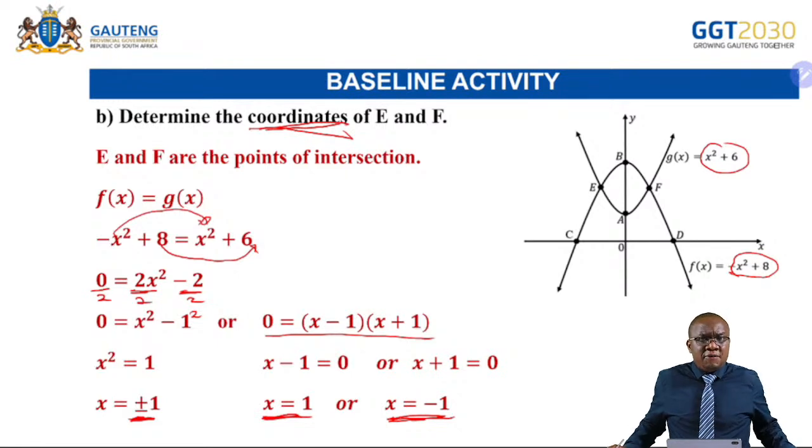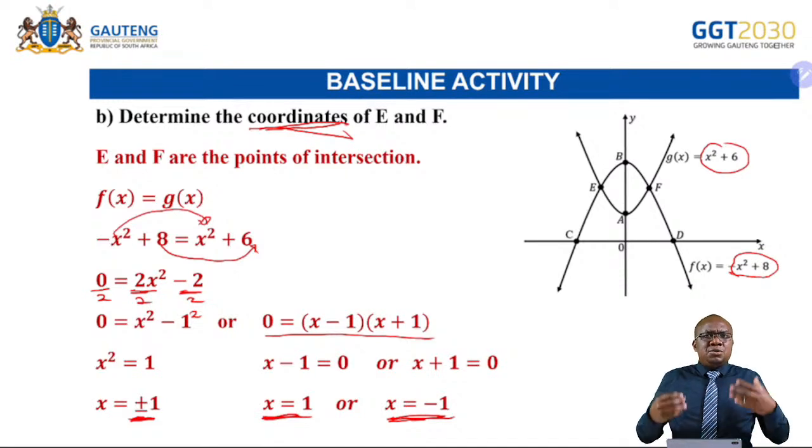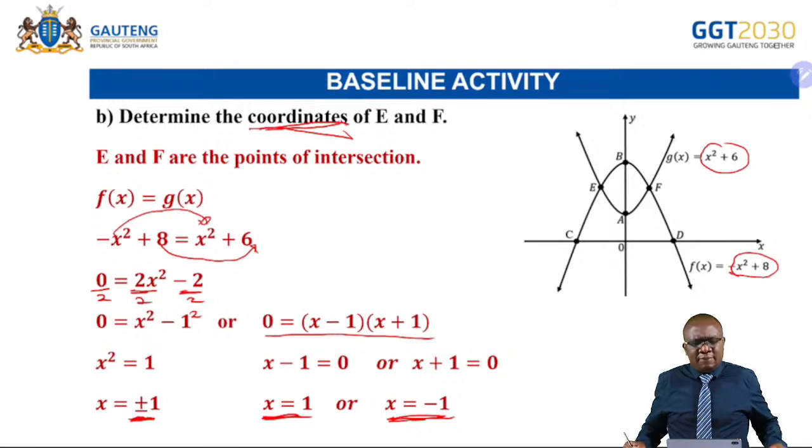Do you remember solving simultaneous equations? When you get the x values, what do you do to get the y values? You substitute them into any of the equations. Usually we use the simpler one, okay? But the two equations will give you the same answer. So now that's what we have to do.